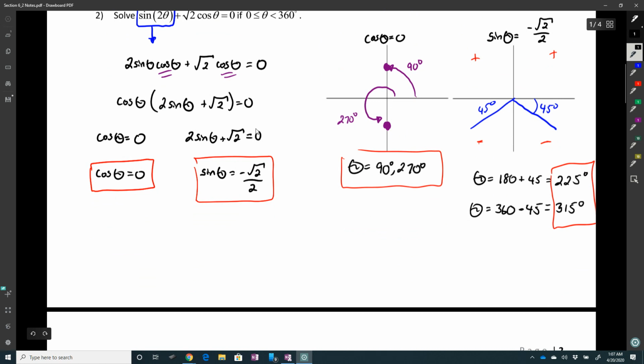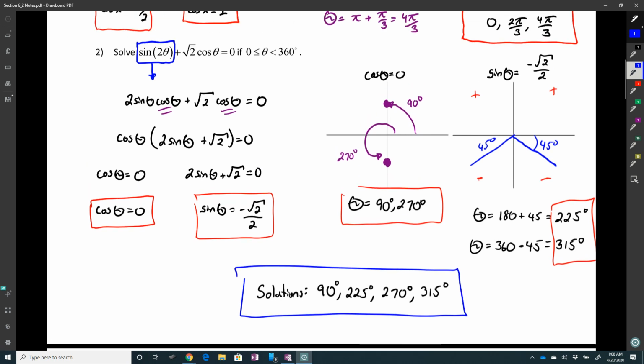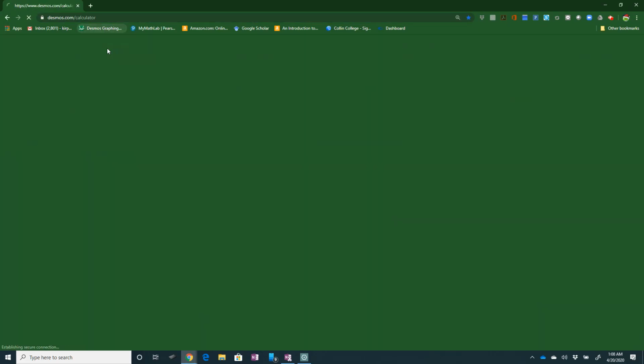If you wanted to write them all nice and pretty, you would say 90, I guess I can put them in order. 90 degrees, 225 degrees, 270 degrees, and 315 degrees. Yay! And again, these are all some things you can check in Desmos too. Now, I don't say use Desmos to cheat, but there are ways that you can check your answers.